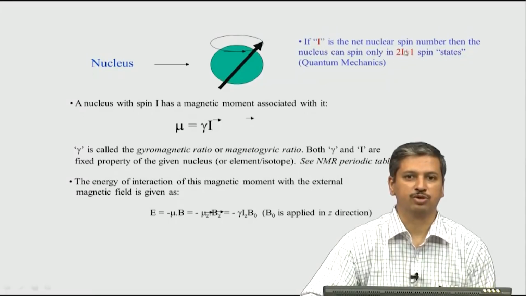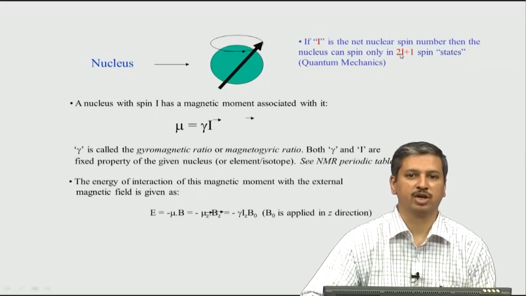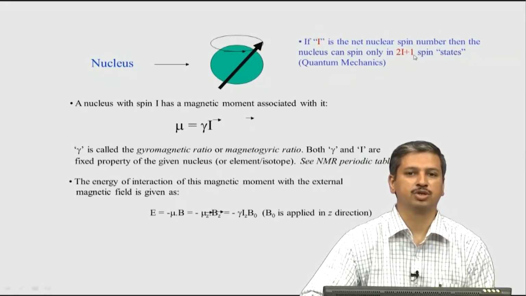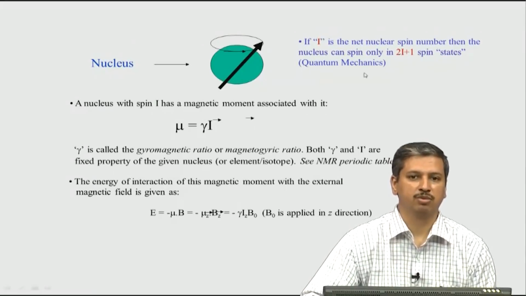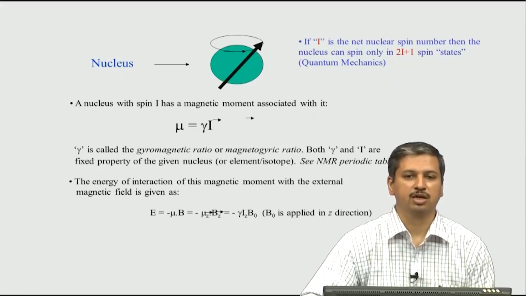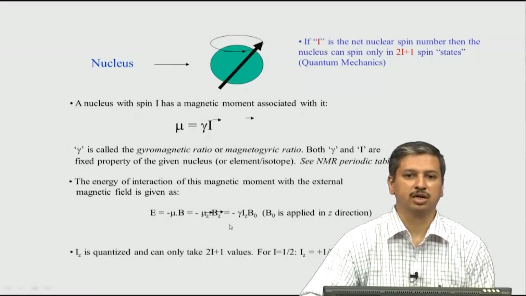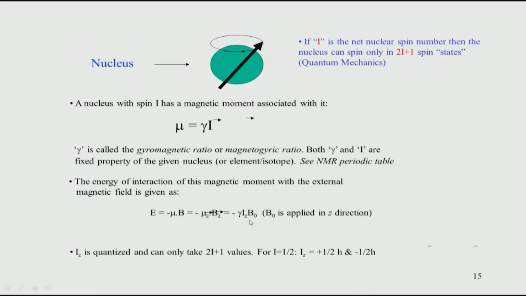For example, suppose I is equal to half, which is the case for protons or hydrogen. Then 2 into half plus 1 becomes 2. That means a hydrogen nucleus, which is a proton, has 2 spin states, given by either plus half or minus half. So this Iz has 2 possible values: Iz can either be plus half or minus half for a spin with total spin I equal to half.